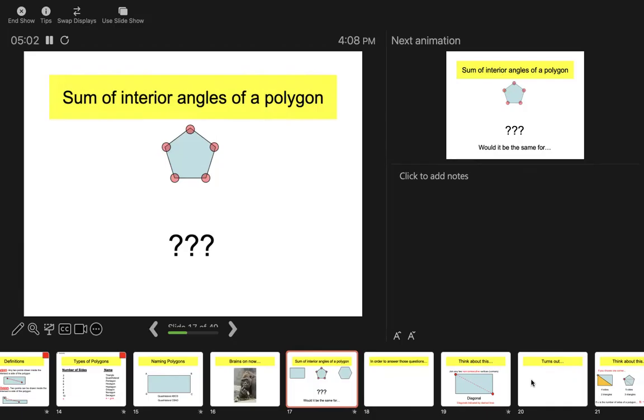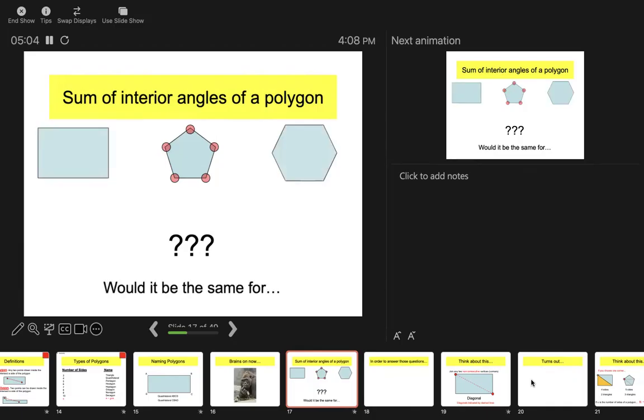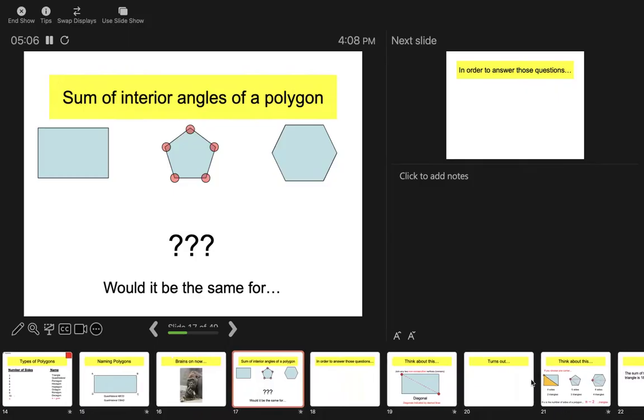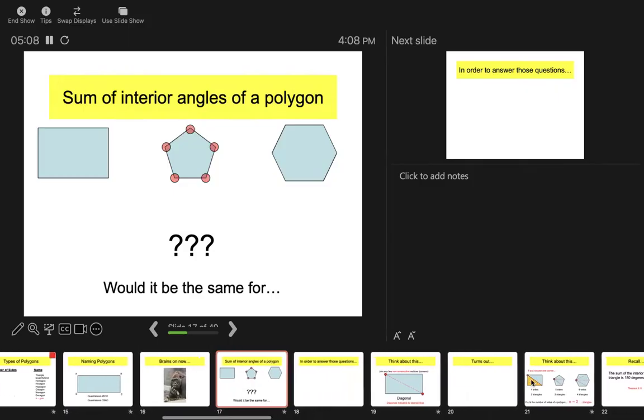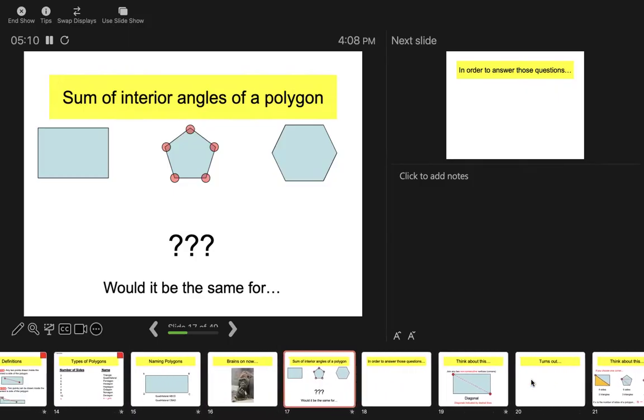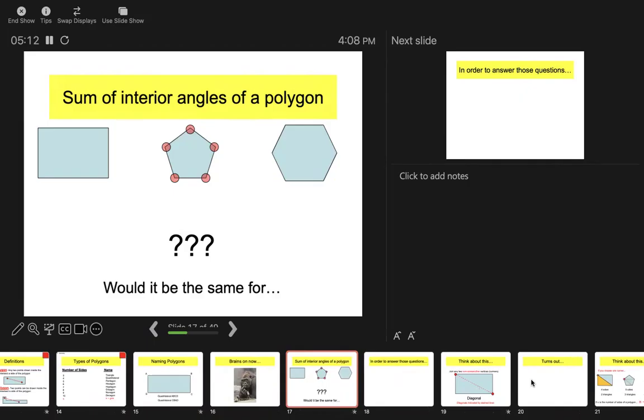And then the second follow-on question, would it be the same for a hexagon or a quadrilateral? Would the sum of the interior angles be different? Well, we know what the sum of the interior angles is for a triangle. It's 180. We proved that. So now we're going to prove what it is for all the other polygons. I mean all of them, an infinite number of them.